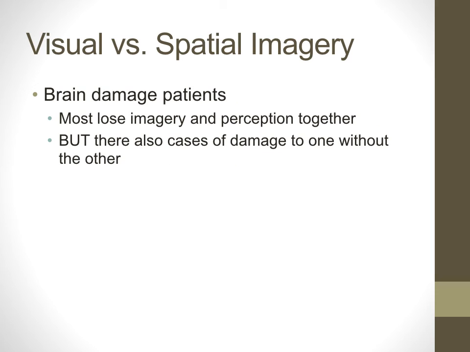We also know that visual and spatial imagery have to differ from each other because in certain cases, whereas brain damage patients most of the time lose both their imagery and perception together, sometimes there are also cases of damage to one without the other. So someone can do spatial imagery, but they can't do visual imagery anymore.